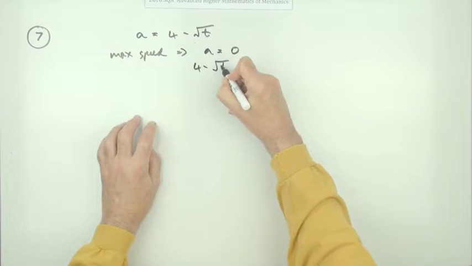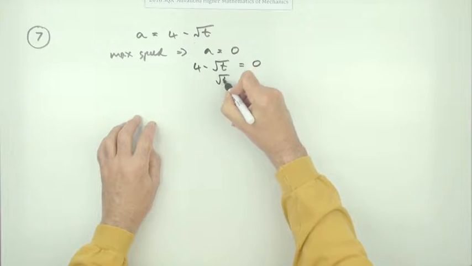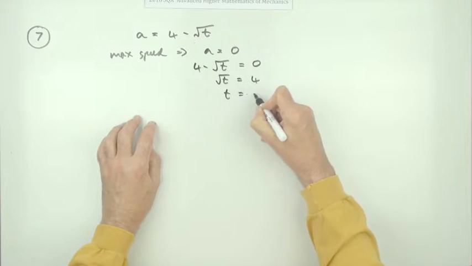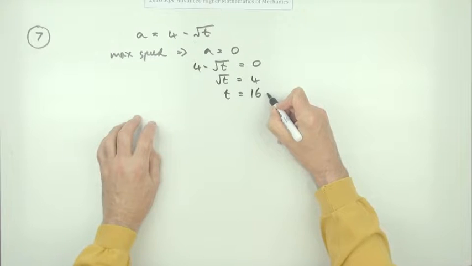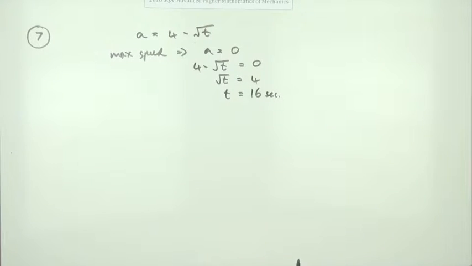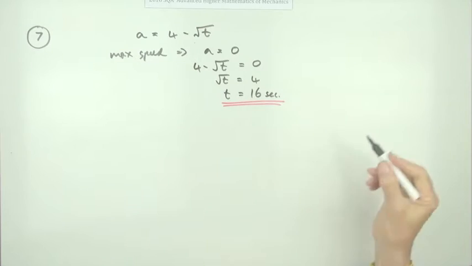So 4 minus root t is 0. Root t is 4, so t is 16 seconds. It'll happen after 16 seconds, it'll get to its maximum speed, because after that the acceleration is going to go negative and it'll start slowing down. So that was the first mark of the 4.